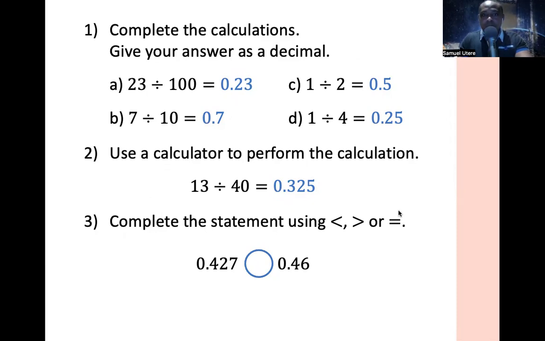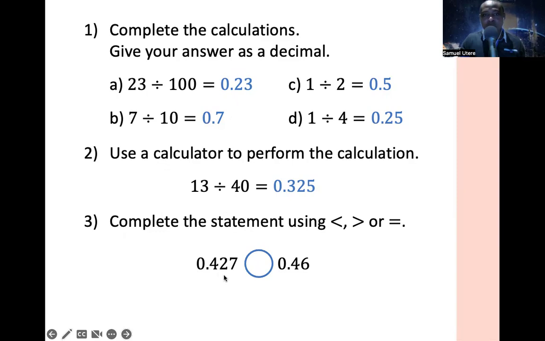Here, we're asked to complete the statement using these symbols: less than, greater than, or equal sign. But to be able to do that, we should be able to compare the decimals. To compare the decimals, you start looking at the digits from the highest place value. So we look at the units, the ones, there is no number there. So we move to the tenths. You can see that they are equal. That's 4 there and 4 there.